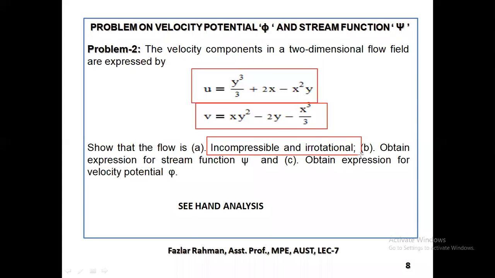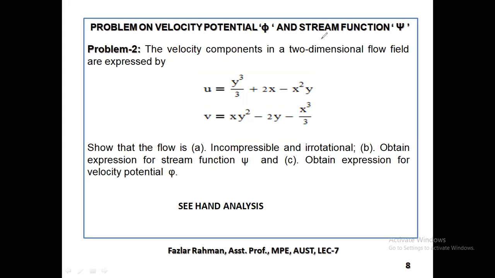If it satisfies the continuity equation, then the flow will be incompressible. Then you need to show the condition of irrotational flow. Then obtain the expression for the function phi. You need to figure out psi, and you need to figure out the function of phi. Okay, so we'll solve one problem, then the other one is easy. You can solve it by yourself because it is very simple and you will follow the same procedure.